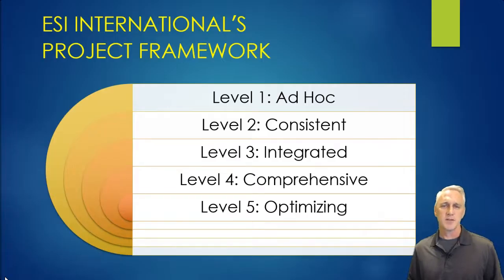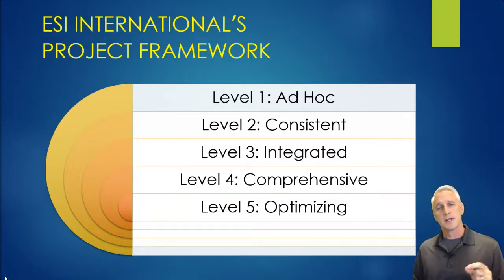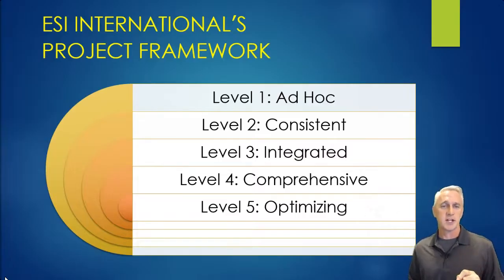ESI International's project framework: you start with maybe an ad hoc process. You're just making it up as you go along. Level 2 is where you've got a consistent process for managing projects. Then level 3 is you've integrated it within your structures. Comprehensive is another level. And then you're optimizing that comprehensive. I like this one a little better because it seems to be a more natural tier of progression of more levels of sophistication, particularly for complex projects.